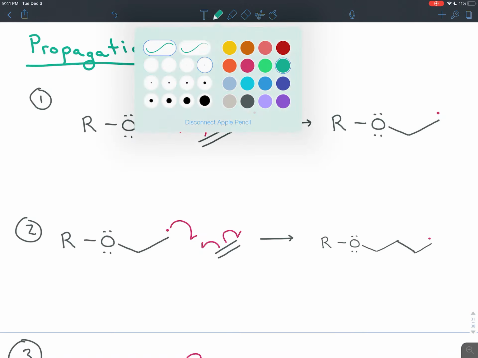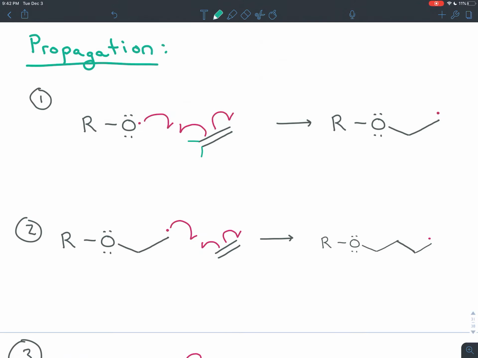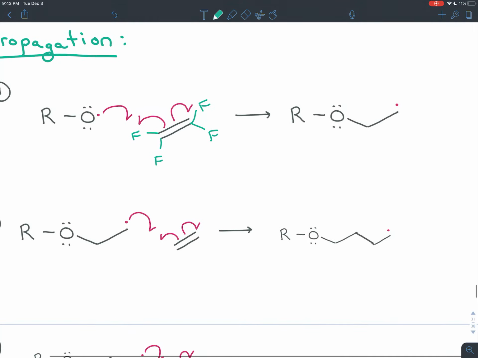Now, we know all the actual reactive part of the molecule stays the same. We just have 4 fluorines on it. And so we want 2 fluorines on every carbon.